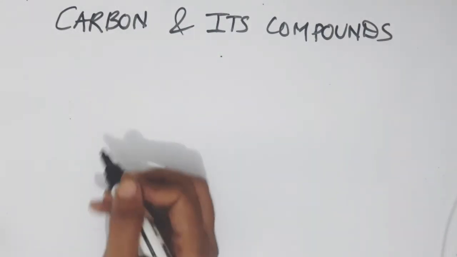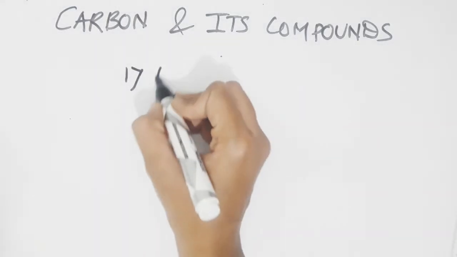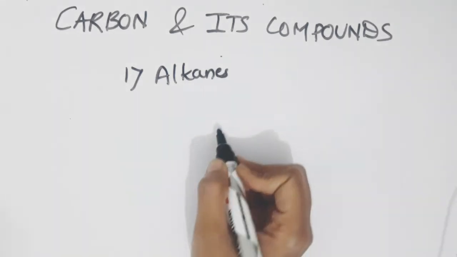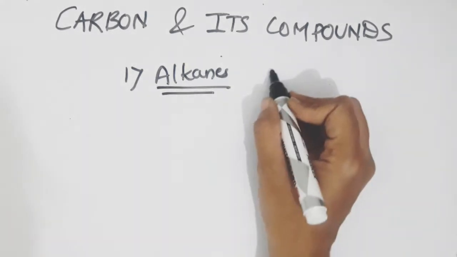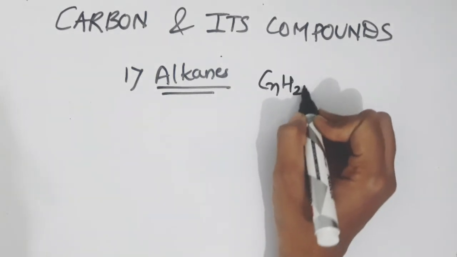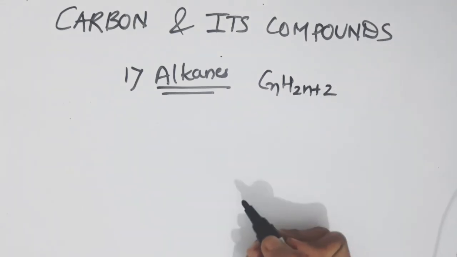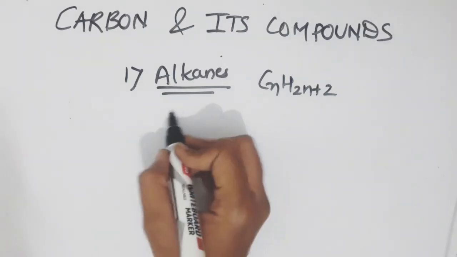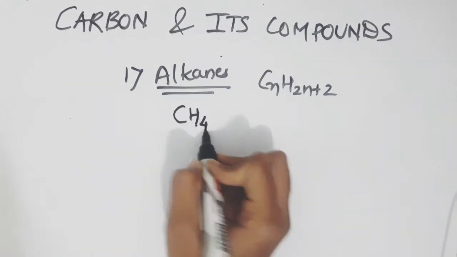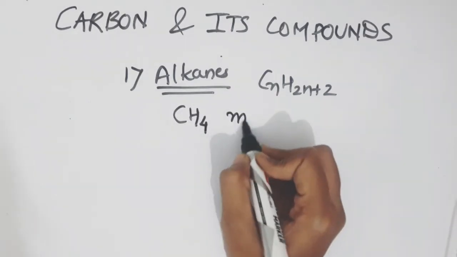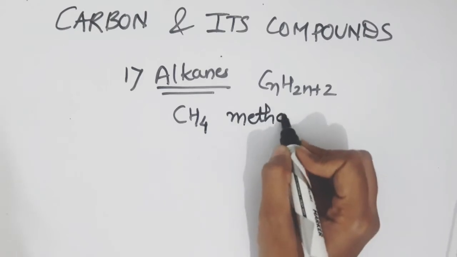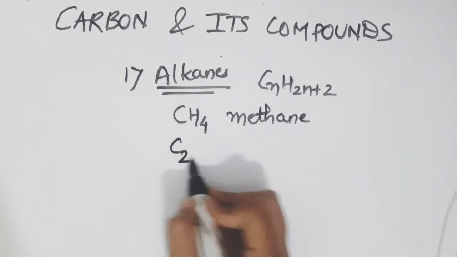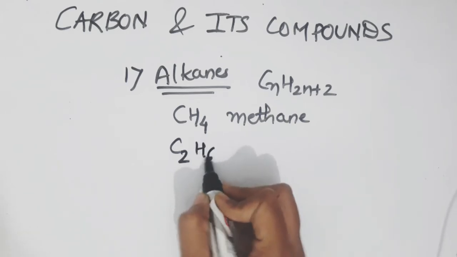Now, the first class of compound that carbon forms is alkanes. Now, alkanes have a general formula CnH2n+2. Now, if you put n equal to 1, you will have the first compound, that is CH4. This is also known as methane. Then, when you put n equal to 2, you will have C2H6, this is ethane.